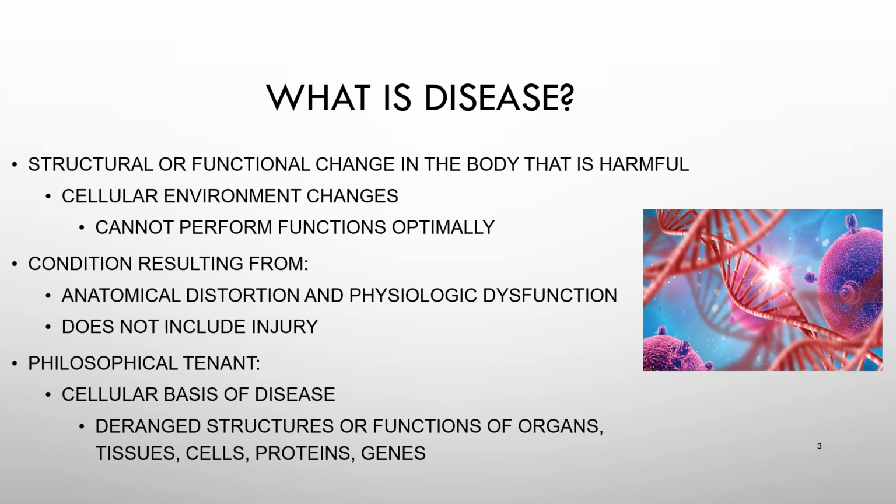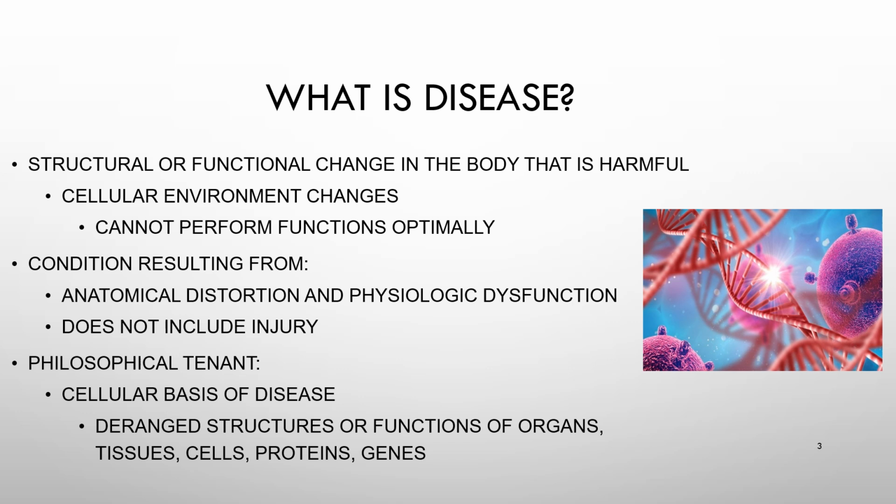Disease is also described as a condition resulting from anatomical distortion and physiological dysfunction. In other words, something looks wrong, works wrong, or very often, both. You'll notice an important distinction here. Disease does not include injury. Injury is typically an acute external event like trauma. Disease implies an ongoing pathologic process. That distinction matters clinically and histologically.